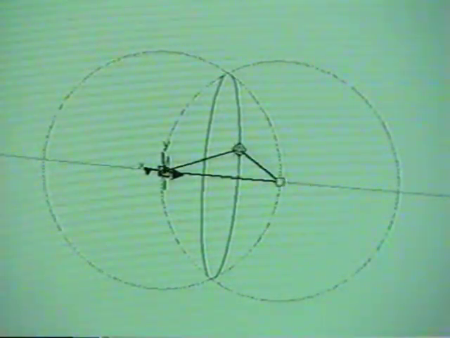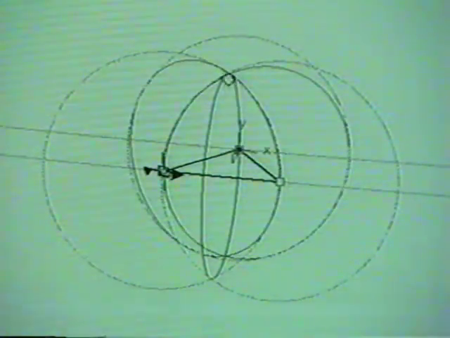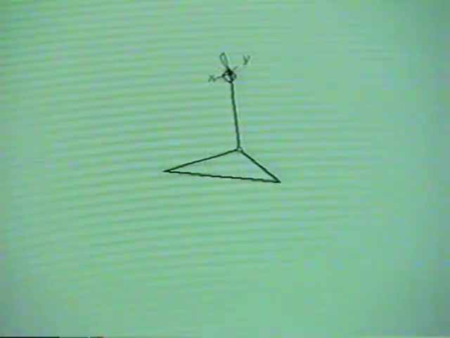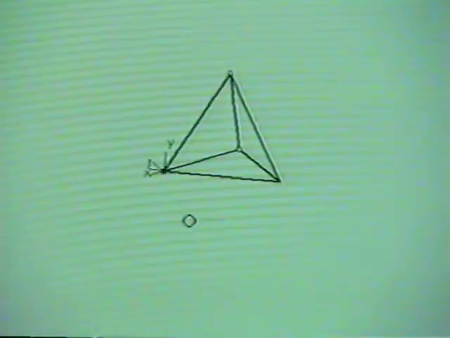To construct a tetrahedron, I make one more point hot. A third alignment sphere appears. I add a line to the point of intersection of the 3 spheres, deactivate the alignment spheres, and complete the tetrahedron.